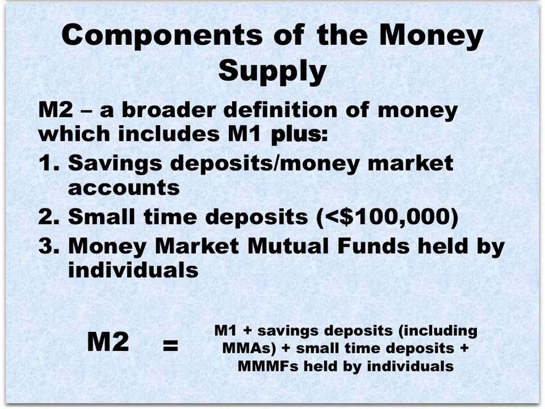Two, small time deposits, certificates of deposit, CDs. You deposit those with the bank. You agree to leave them for a certain amount of time, but you can get them out. You can pay a little penalty and get them out early if you want to. And so this can be transferred into spendable cash pretty easily. So any certificate of deposit under $100,000, we include in M2.